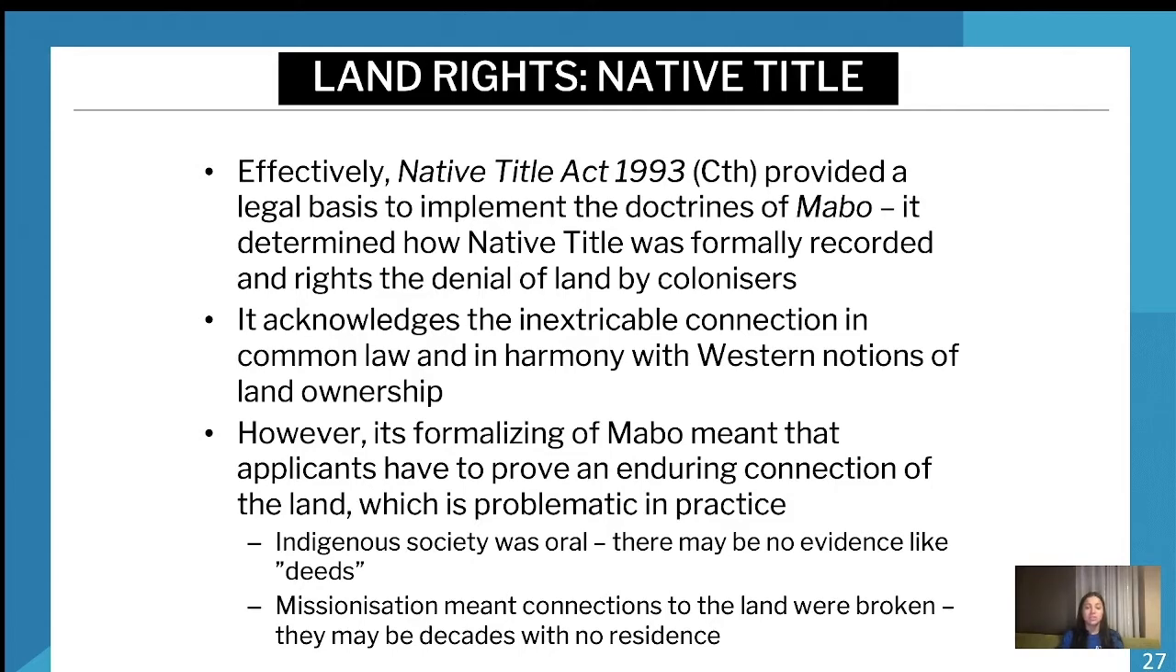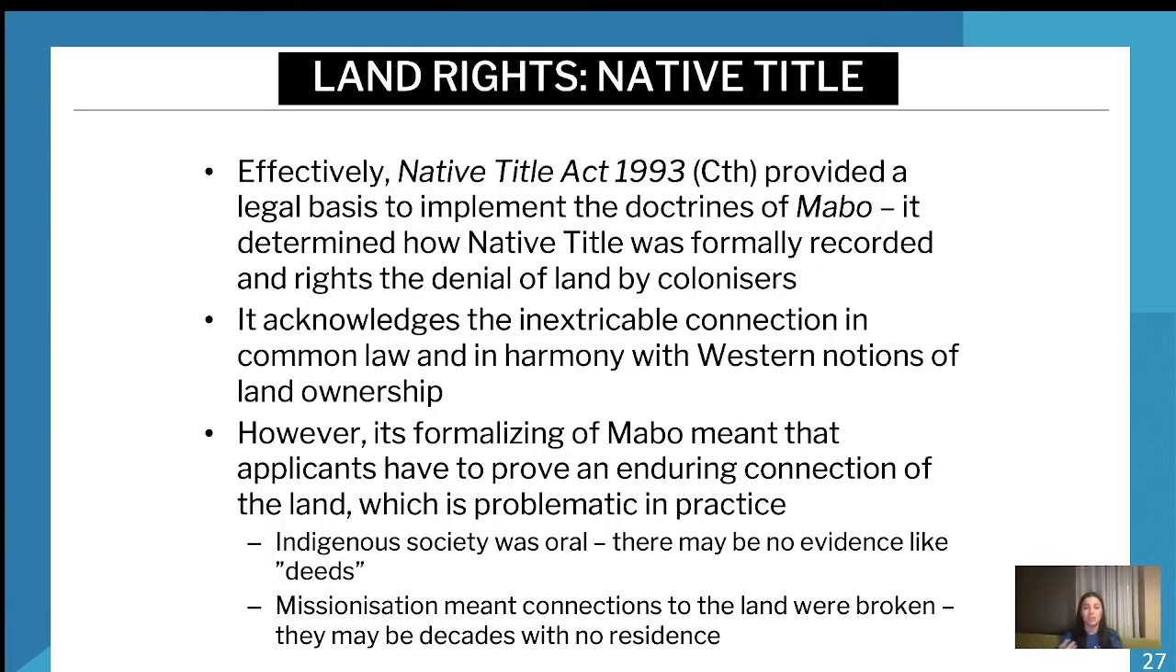So Indigenous society was oral, and there might not be evidence like deeds, but missionization and the dispossession also meant that connections to the land were broken. So it was very hard, and there were decades with no residents to prove it. So especially if you had been taken away from your land when you were young, how are you now going to prove that you have an enduring connection to the land when you've been away from it for so long?